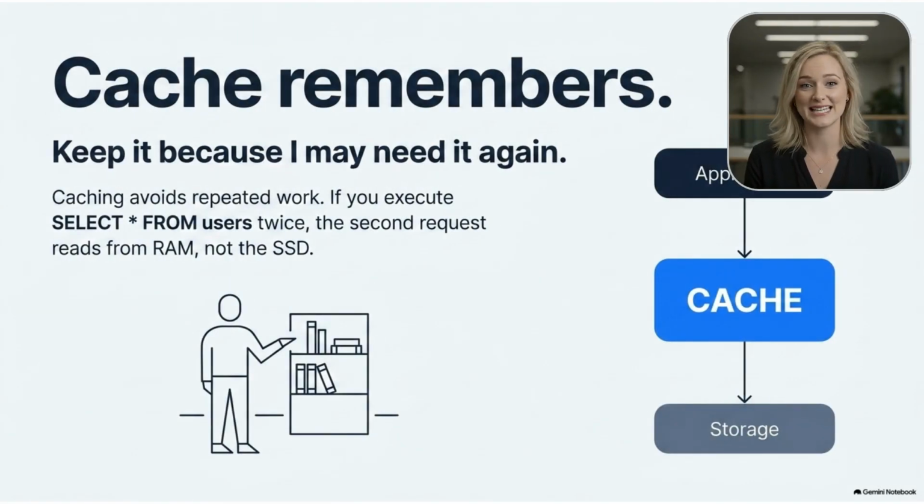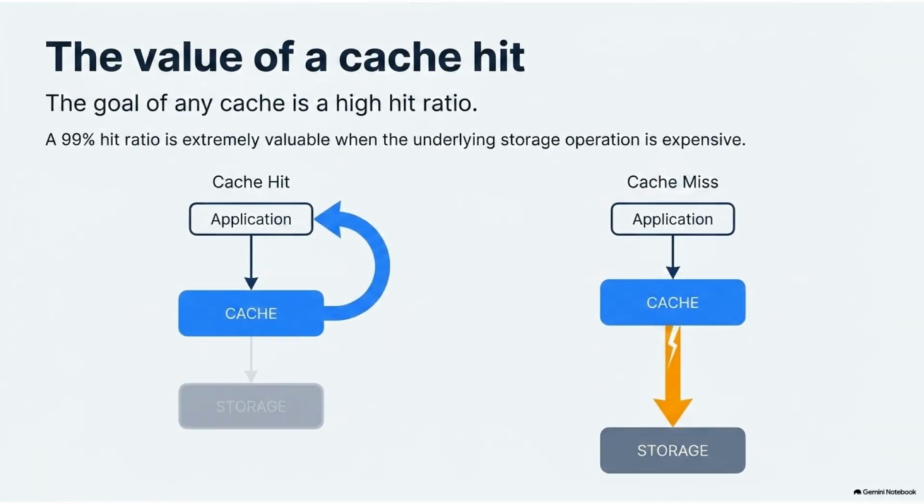Caching is about remembering data. It prevents redundant work. For example, reading frequently accessed data from RAM instead of slower storage. The goal of any cache is a high hit ratio. Achieving a high hit ratio is crucial for performance, especially when accessing underlying storage is costly.